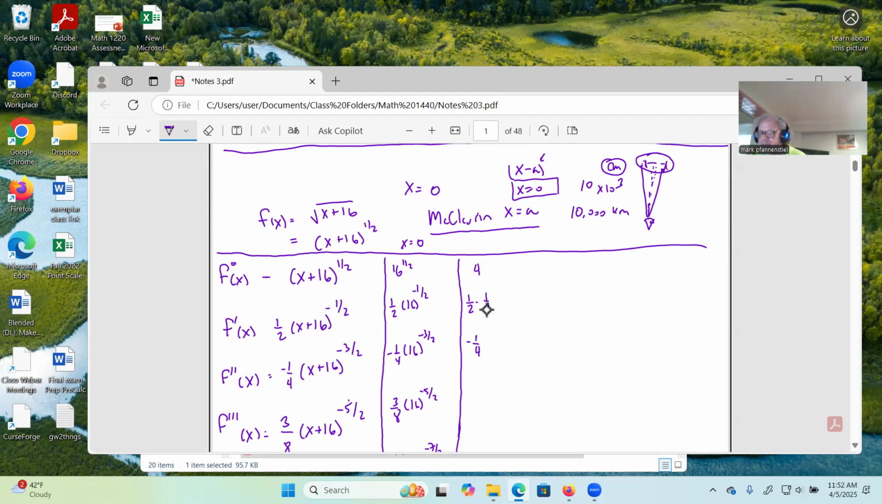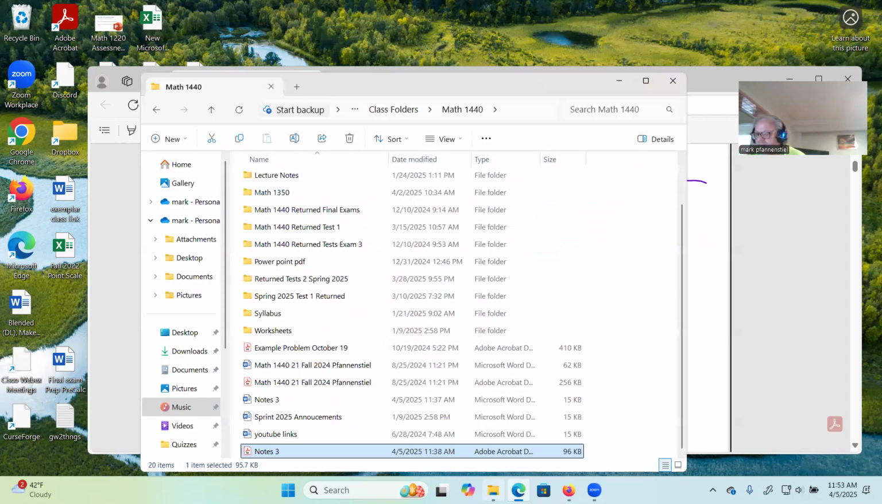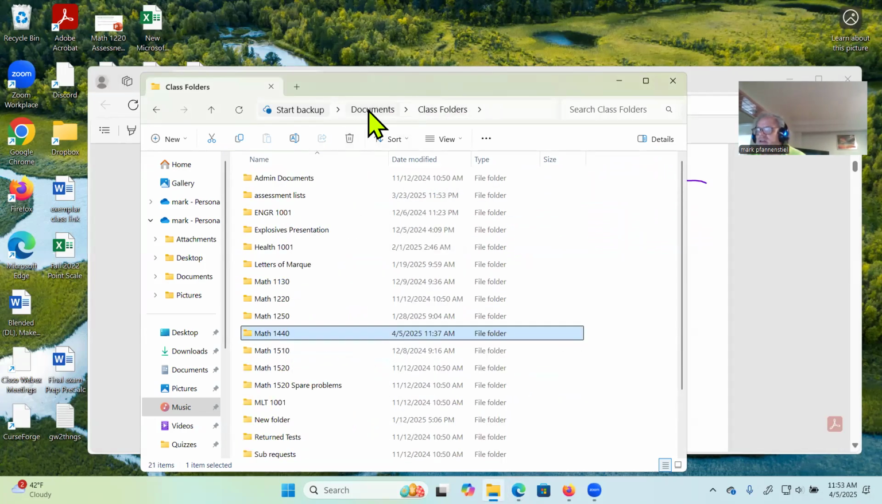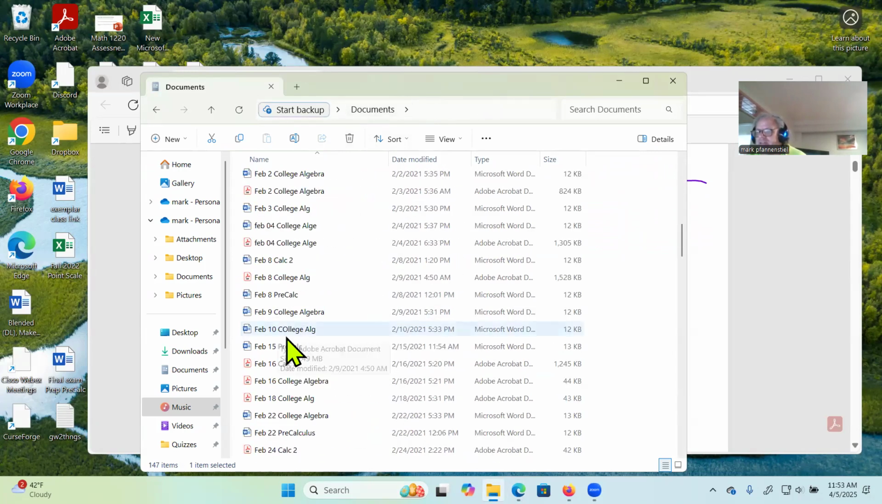Okay. Now I plugged 16 to the negative 3/2 into my handy calculator and ended up with 1 over 64 sitting there. The negative sign, remember, means 1 over. Okay. So we can go ahead and do that. And then I've got 3/8. Actually, I'll go ahead and do that for us right now. Let me see if I can find my calculator for us. Okay, so let's go ahead and do that.